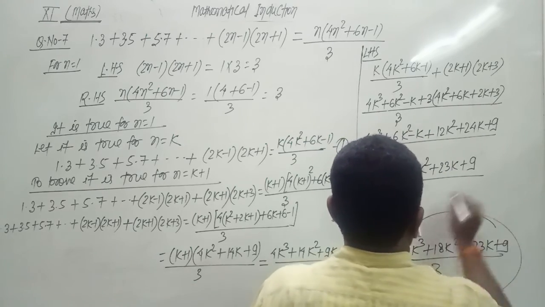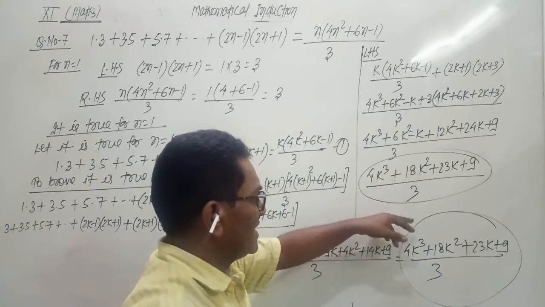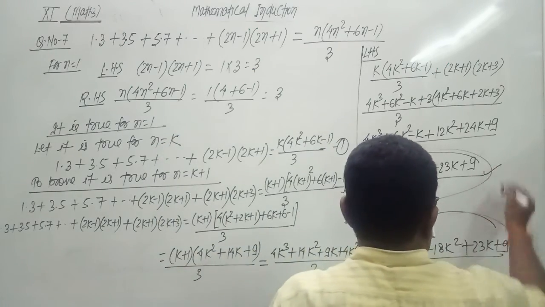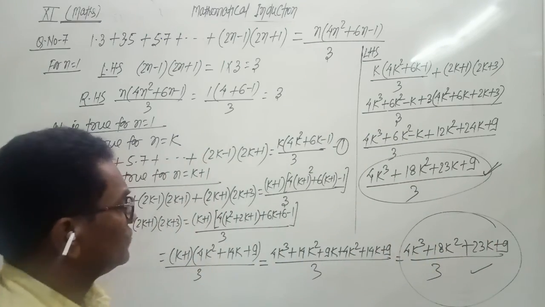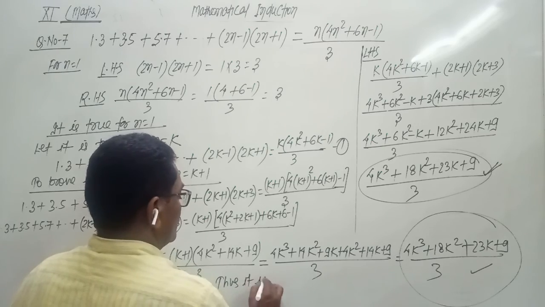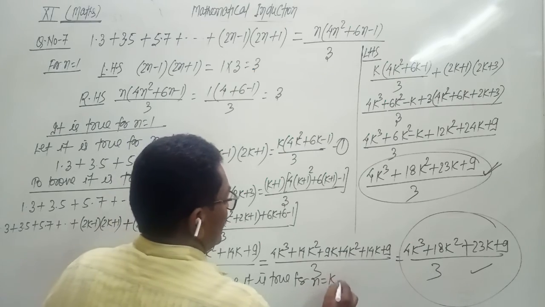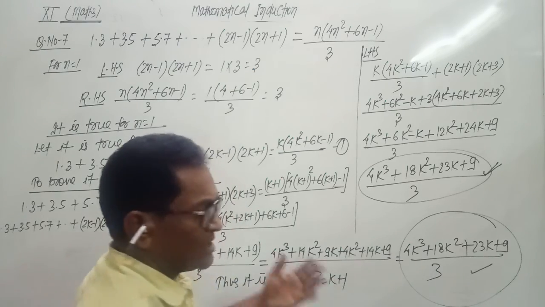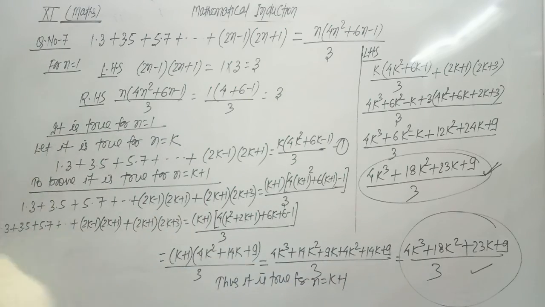So this is RHS and this is also RHS after solving LHS. So LHS equals to RHS, hence it is true for n equals to k plus 1. Thus if it is true for n equals to k, it is also true for n equals to k plus 1, hence it is true for n belongs to capital N, for all natural numbers.